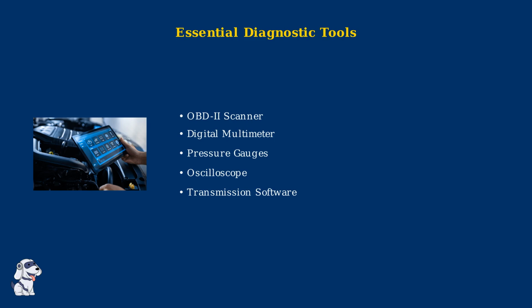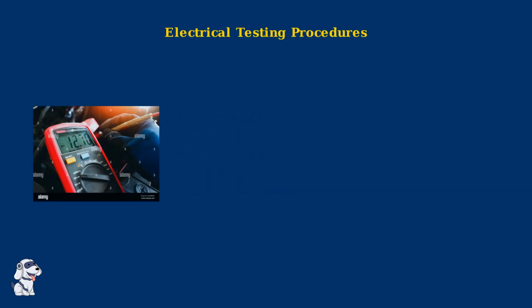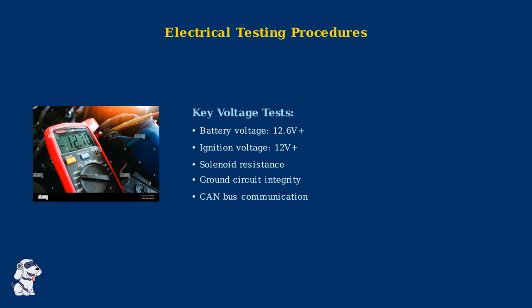This includes OBD2 scanners, digital multimeters, pressure gauges, oscilloscopes, and specialized transmission software. Electrical testing is fundamental to TEHCM diagnosis. Check battery voltage, ignition circuits, solenoid resistance values, ground integrity, and CAN bus communication before replacing any components.